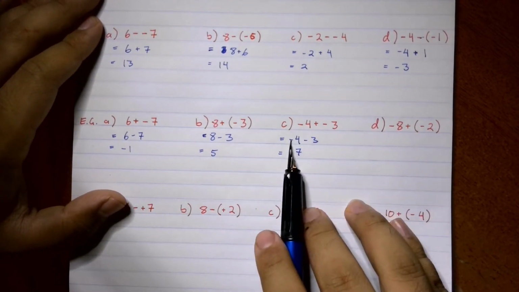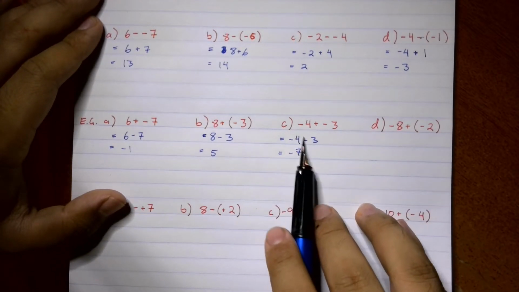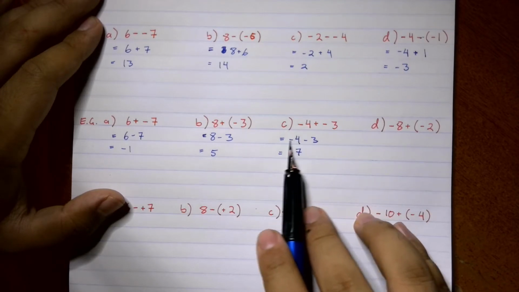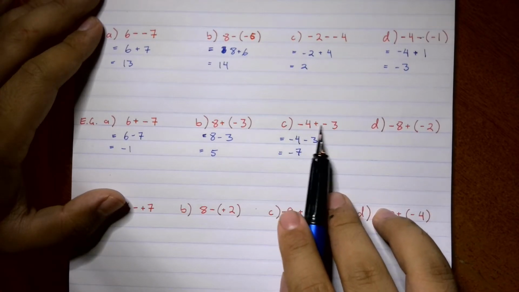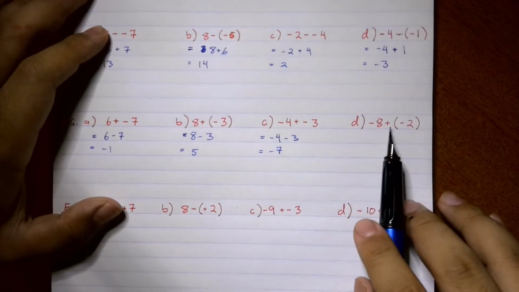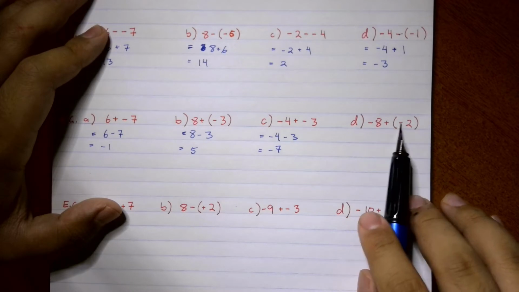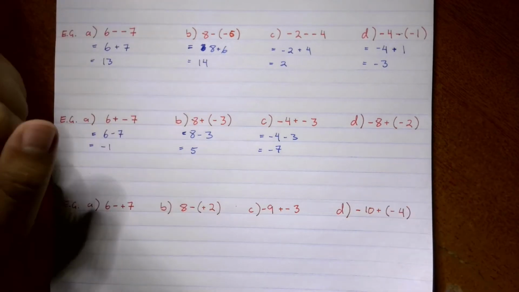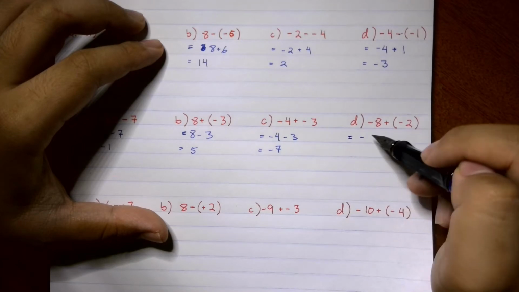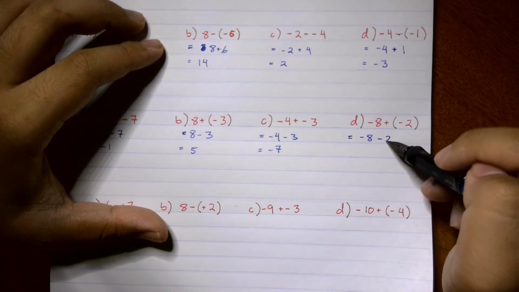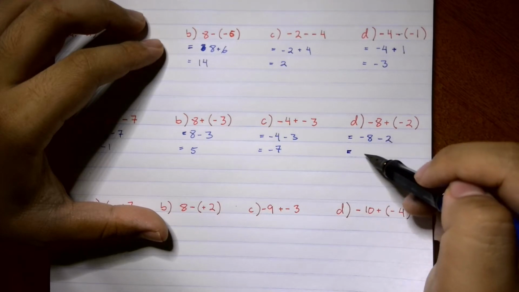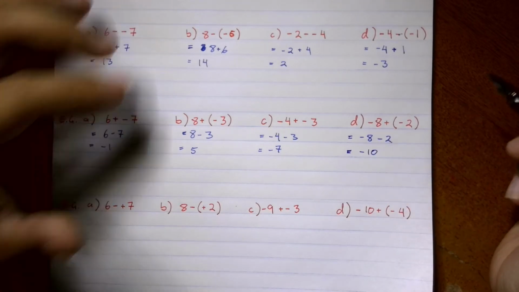Remember, these two signs, when they're separated by a number, are not neighboring. Only when they're right next to each other are they neighboring. Even when there's a bracket, they are still neighboring. So we can rewrite this question as -8 minus 2. -8 minus 2 is -10.